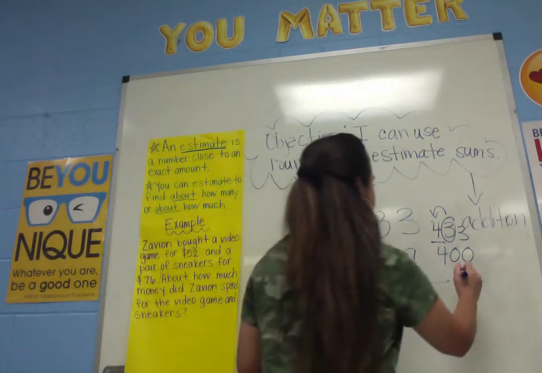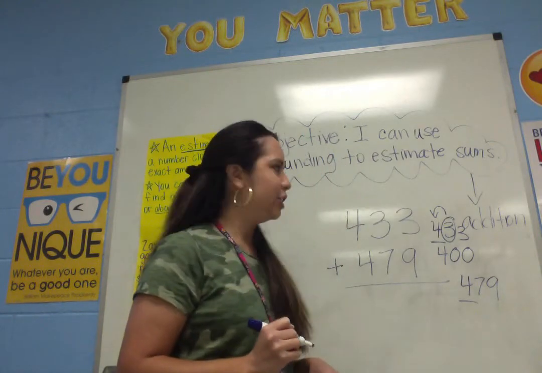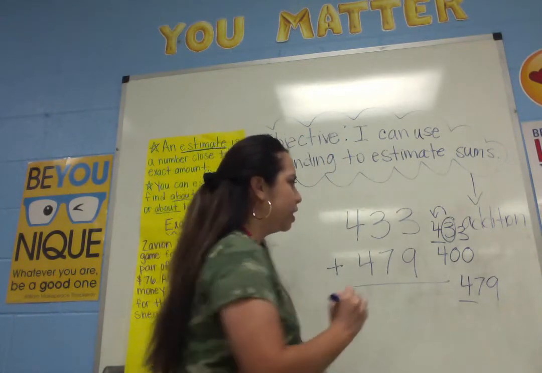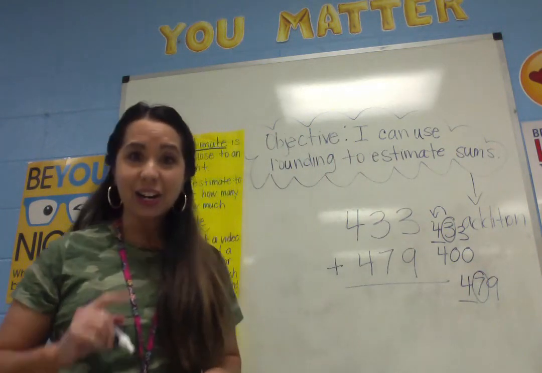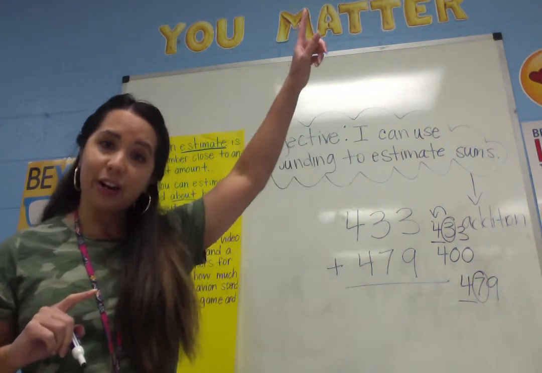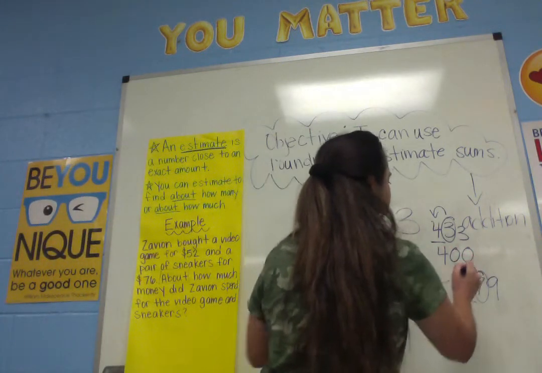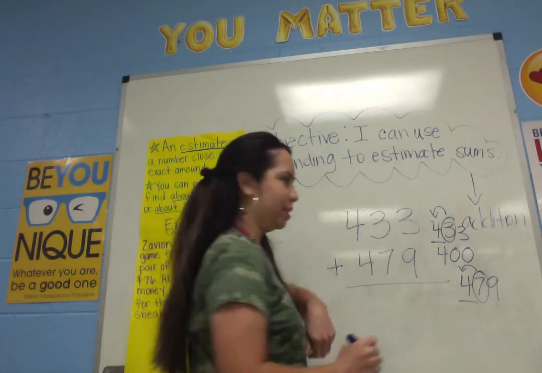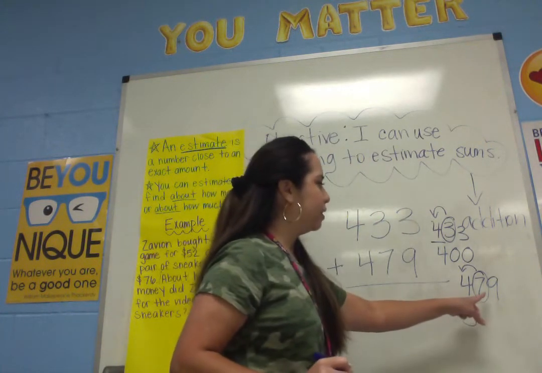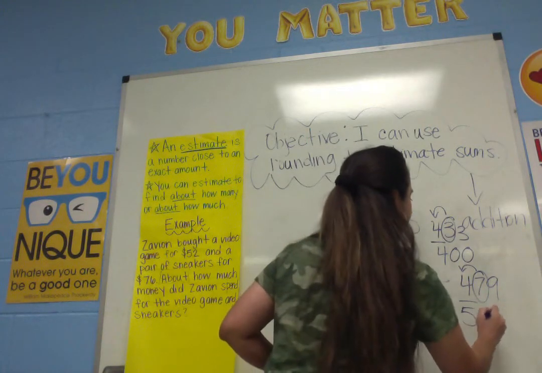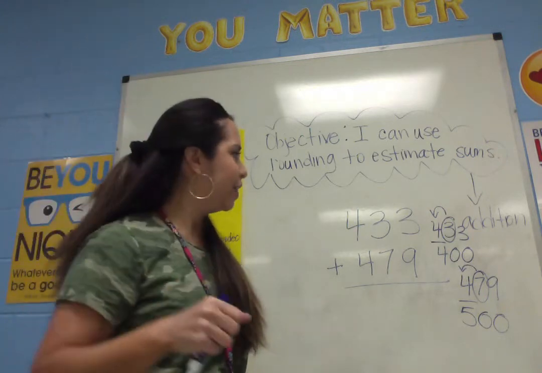Let's do 479. Again, underline the rounding digit, which is in the 400s. Circle the tens place. We have a 7. I know that 7 is 5 or greater, 5 or more. So we're going to increase. The hundreds place increases by 1. So the 400 turns into a 500. And the tens and ones place turn into a 0, okay? So 479 rounds up to 500.